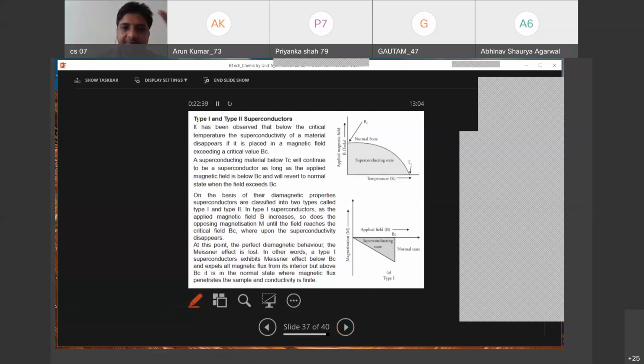Now, type 1 and type 2 superconductors. Just wait 1 minute. Okay. So earlier, what we have discussed. Just wait 1 minute.